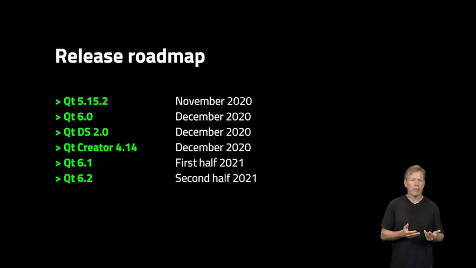The release roadmap: Qt 5.15.2 for the old Qt 5.15 releases will come out in November. That's the plan right now. Then we'll move over to Qt 6.0 in December. At the same time, approximately, we will also work on having a new major version of Design Studio out that supports Qt 6.0, and a new version of Qt Creator, 4.14. 6.1, the next feature release after 6.0, will probably come in around the first half of 2021, and 6.2 is planned for the second half.